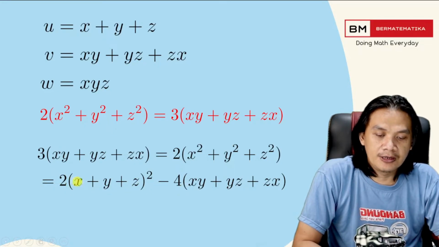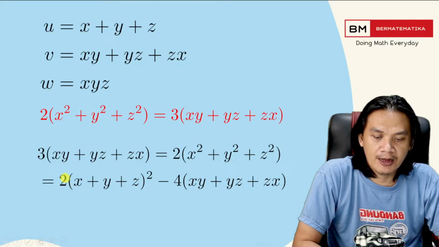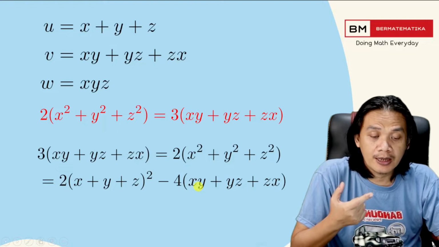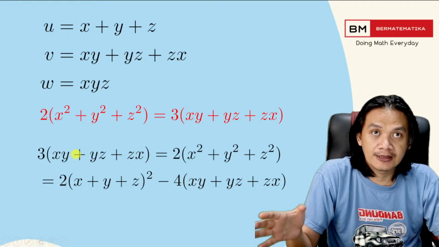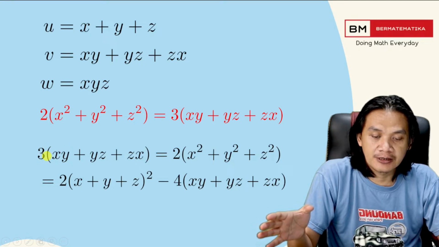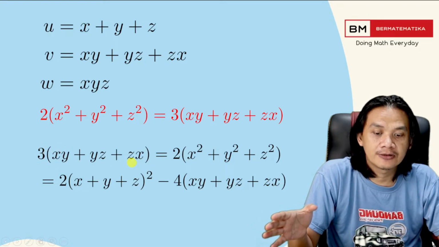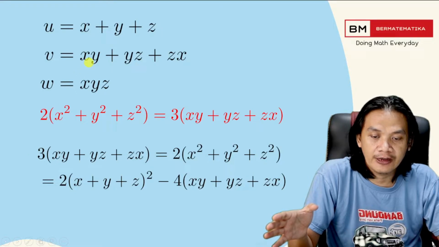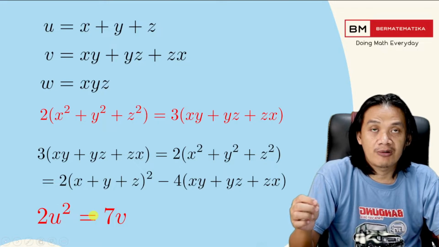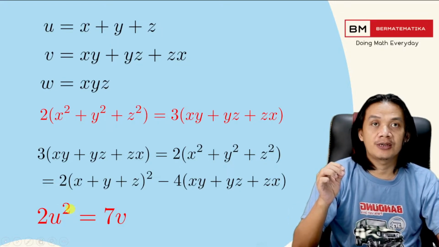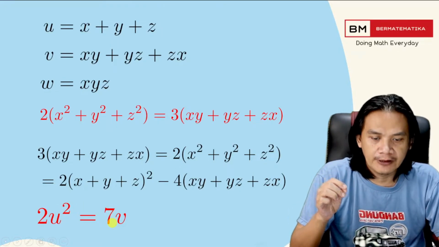Okay, so this one is u and that one is v. So we have 3 of this is equal to this minus that. Notice that we can move this expression to the left hand side together with this expression to get 7 of that. So we have 7v is equal to 2u squared. So we write it down as 2u squared is equal to 7v.